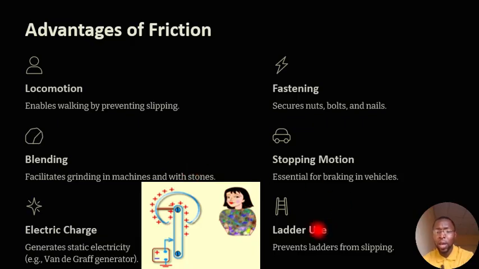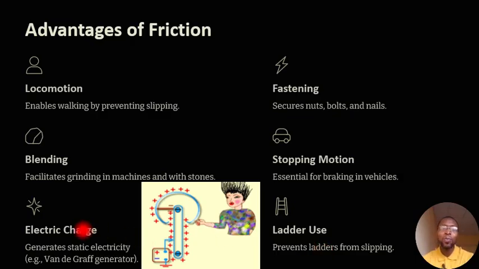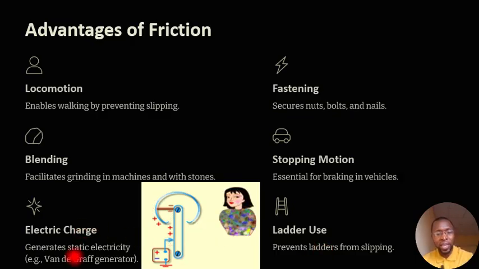And today we also use ladders in climbing. If there is no friction between the ground where the ladder is placed and the wall, I tell you, the ladder will not stay and the climber will likely fall down. So it's because friction exists that the ladder can stay on the ground and the other end can stay on the wall without slipping off. And lastly, we use friction in generating static electricity.